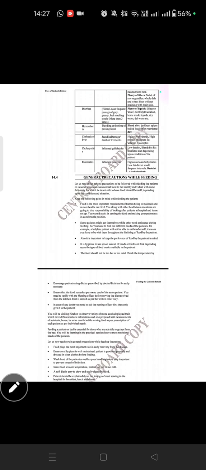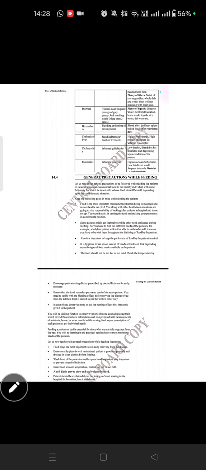Then hemorrhoids, bleeding at the time of passing stool, so we can give a bland diet without spices. Then, in jaundice, the seriousness level will be there, so we can control the carbohydrates, then give proteins and vitamin B and all. Then cholecystitis, an inflammation of the gallbladder, we can give a low-fat and balanced diet, avoiding meats and all. Then pancreatitis, inflammation of the pancreas, so we can give high-calorie carbohydrates and a low-fat diet and all.